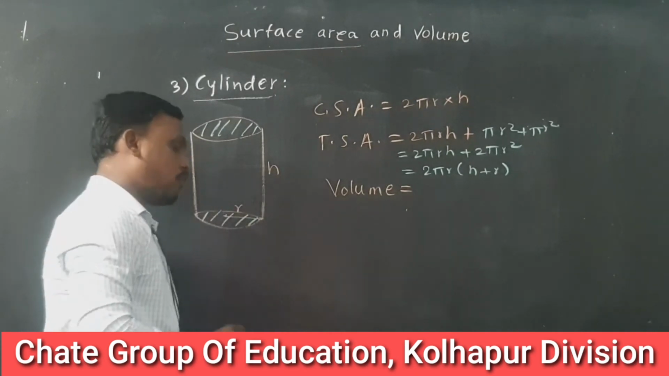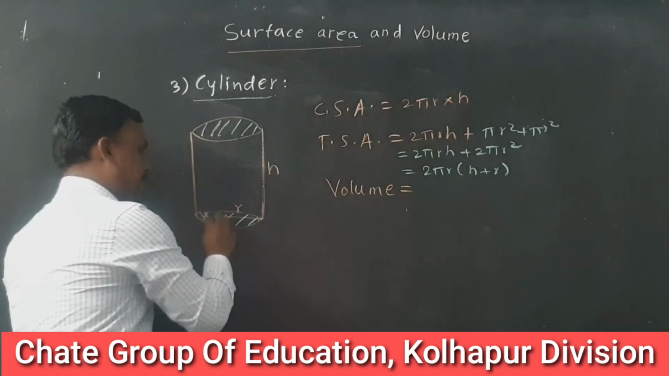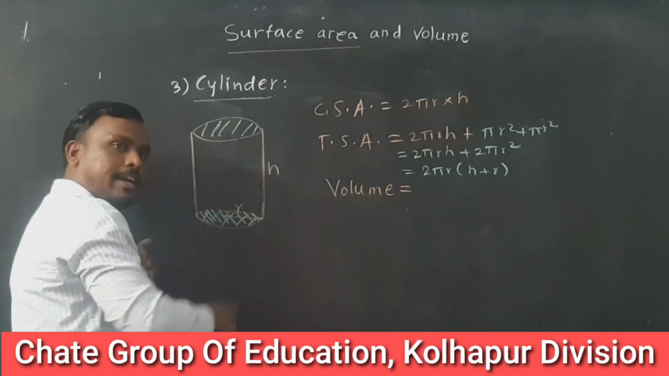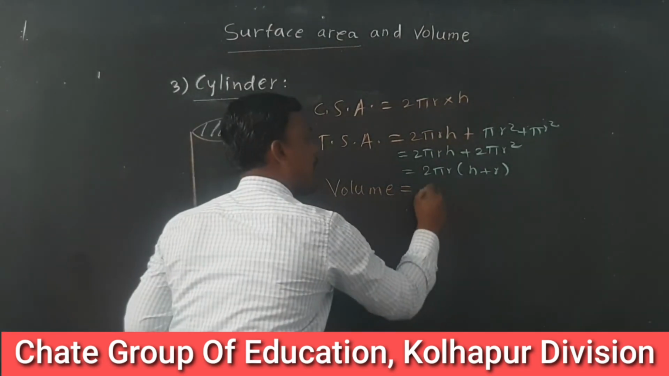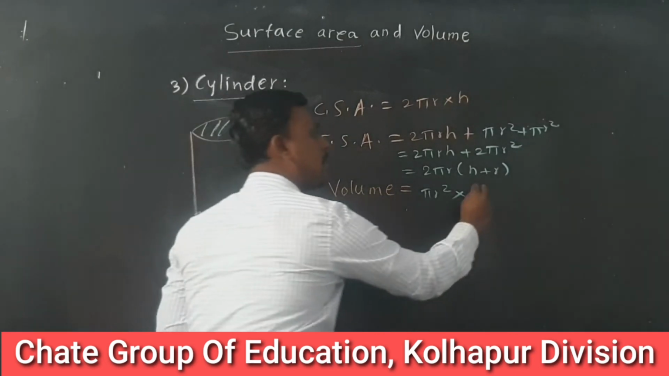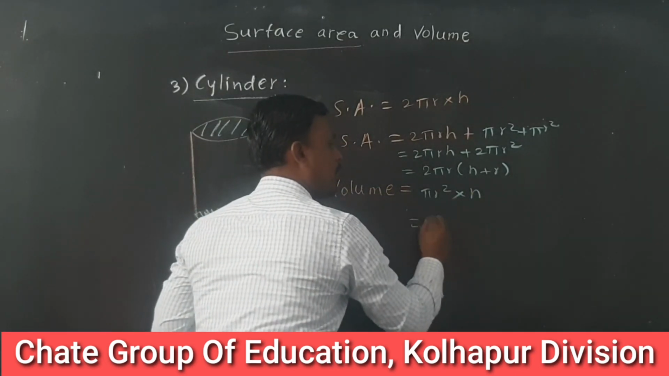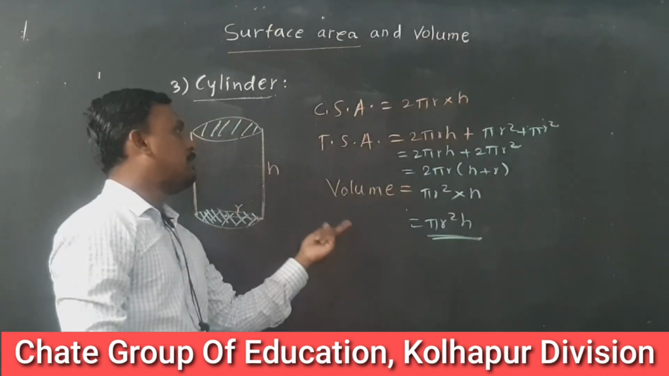Okay. Now see the volume of the cylinder. How to calculate the volume? I told you, base area into height of that shape. So the base area is circular, pi r square. So write here pi r square. Multiply that. The height of the cylinder is nothing but h. So multiply it by h. So you will get the formula pi r square h. This is the formula of the volume of the cylinder.